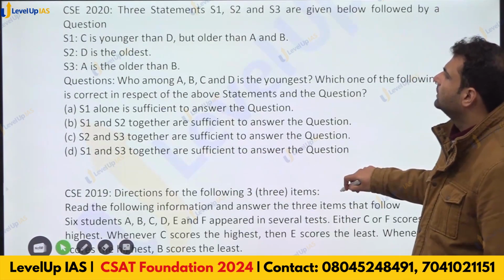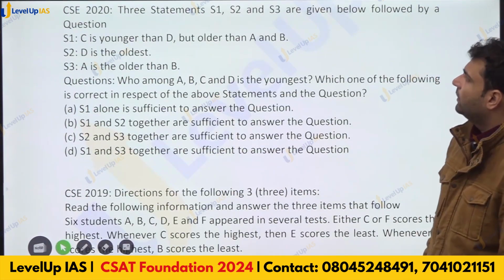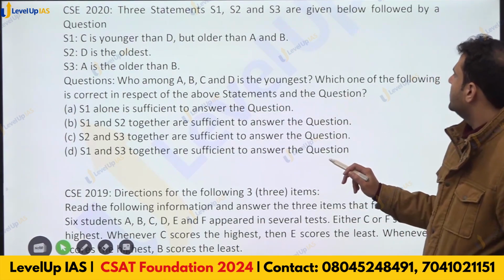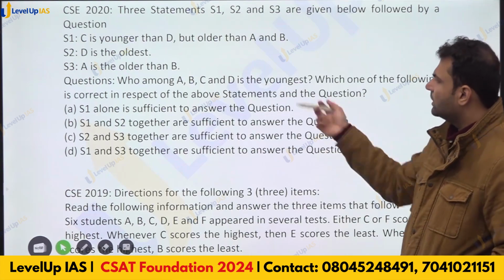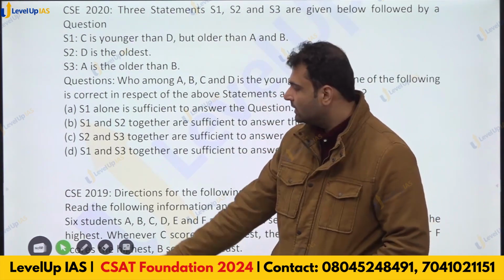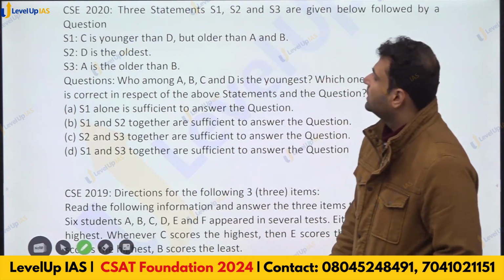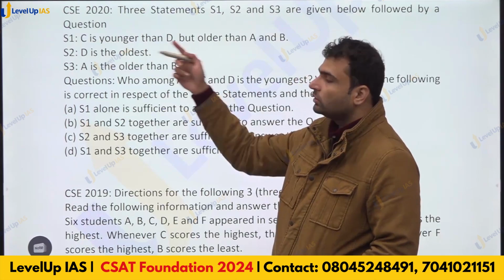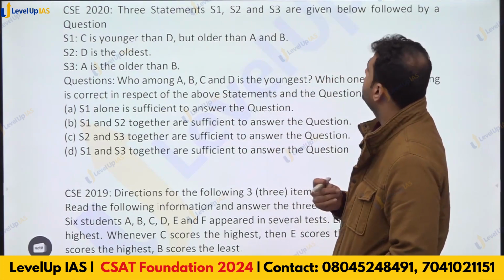Next, 3 statements are given, followed by a question. The question is, who among A, B, C, D is youngest, and which of the statements are sufficient to answer this question? Who is the youngest? That we have to say. Now let us see S1 alone. S1 alone is in the option. So let us see if S1 alone gives you the answer.